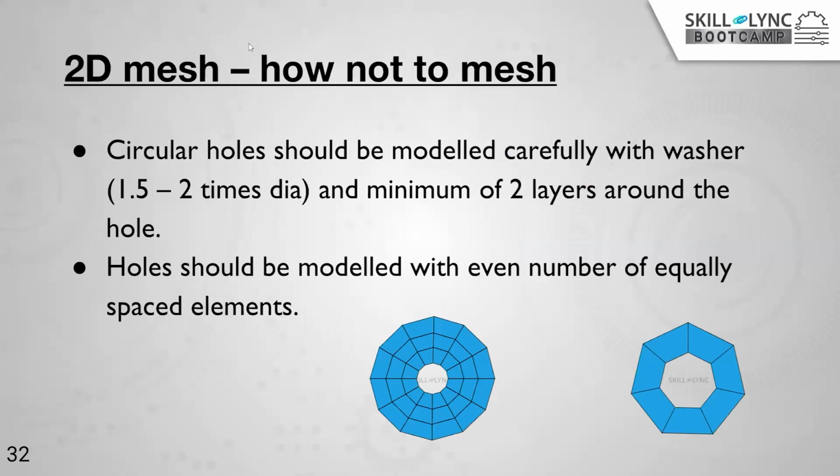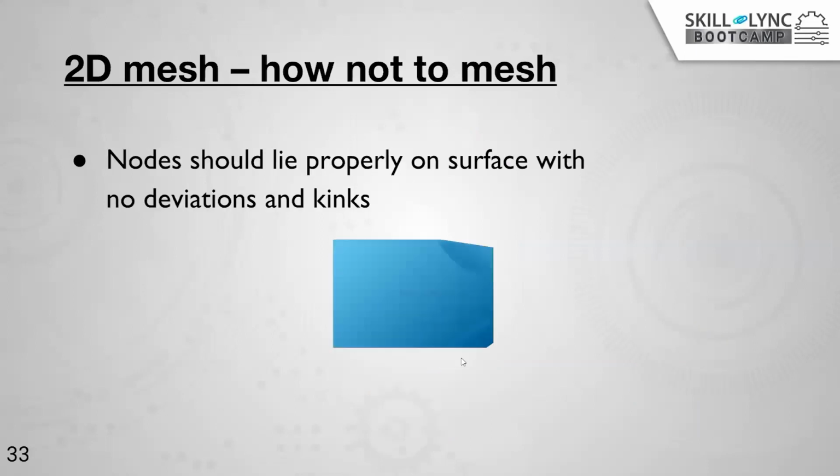Now see, around the holes, you should mesh more finely to capture the hole properly. Suppose around the hole there is a washer also. What you can do is carry out a split depending upon the size of the washer, and you can mesh it more finely. So apart from capturing the hole properly, you can also capture the washer surface properly. These are some tips and tricks when you are meshing a hole.